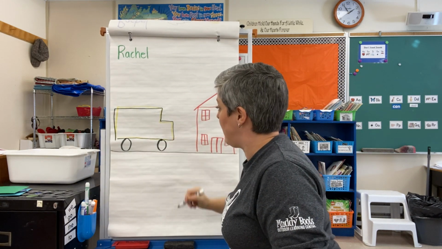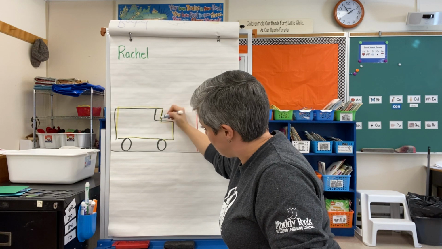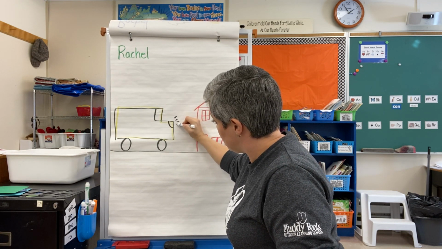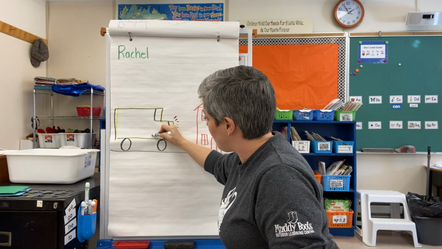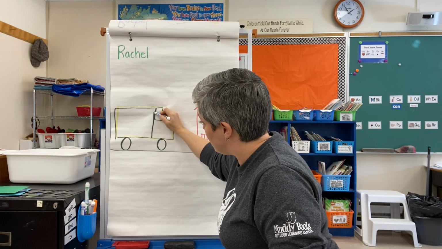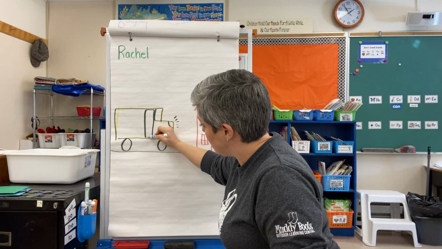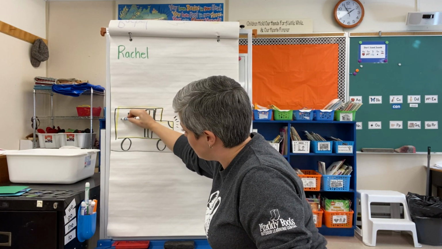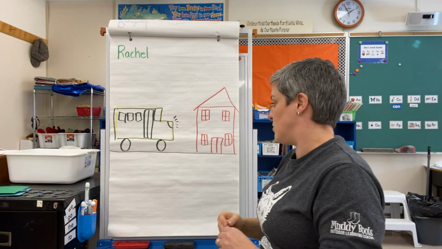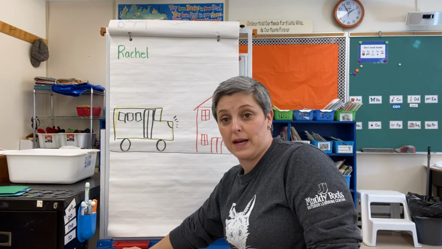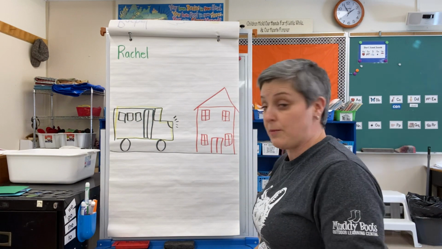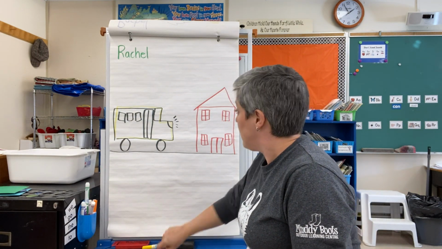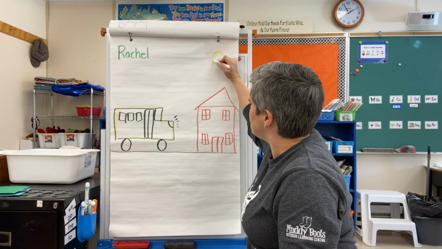There we go. Now we have the window for the bus driver to see. We have the lights in the front, and of course we have the big door and a few windows in the back. Okay, so there's my bus, and I could go back and color that in yellow. I'm not going to do that right now, and I can make a plan to do that later. It's going to be another nice sunny day.